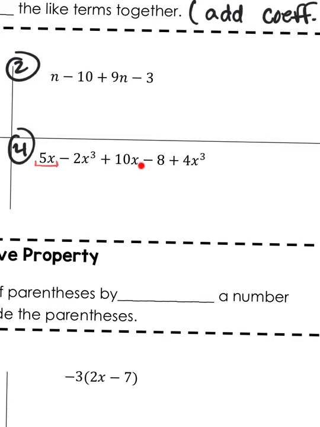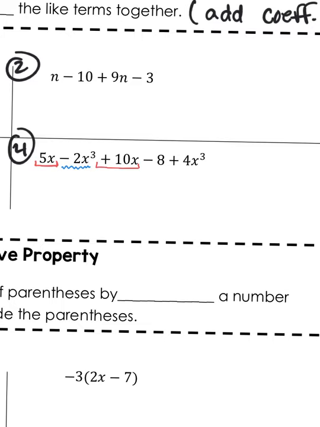My next term is positive 10x. That's a like term with 5x, so I can color code that one the same. If I keep looking, none of those other terms have just an x. So now the next one, I have a negative 2x to the third power.